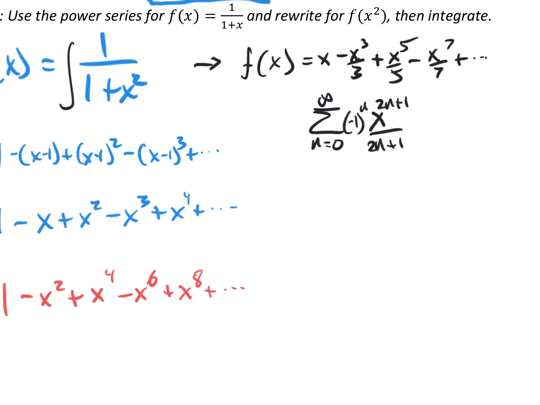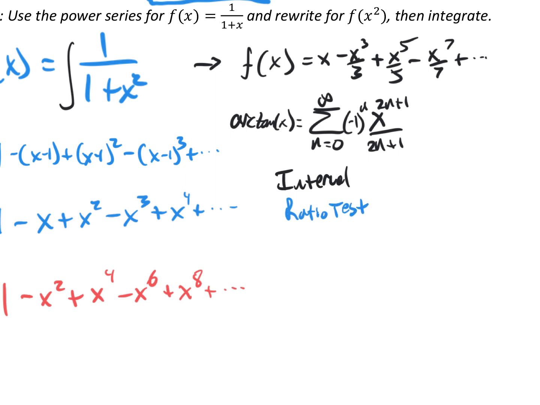Great. So that is f of x, which actually we should say is arctan of x. Okay. All right. So now the question is, what is the radius, or the interval of convergence? So let's find our interval, doing our ratio test.